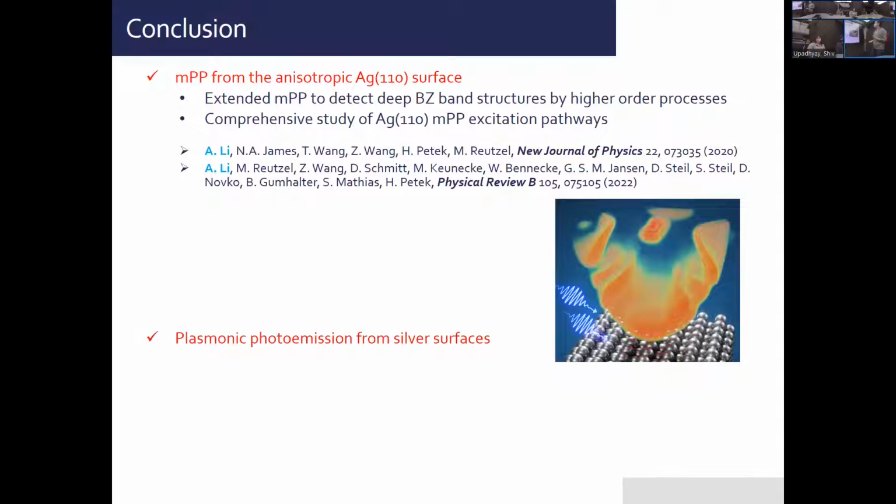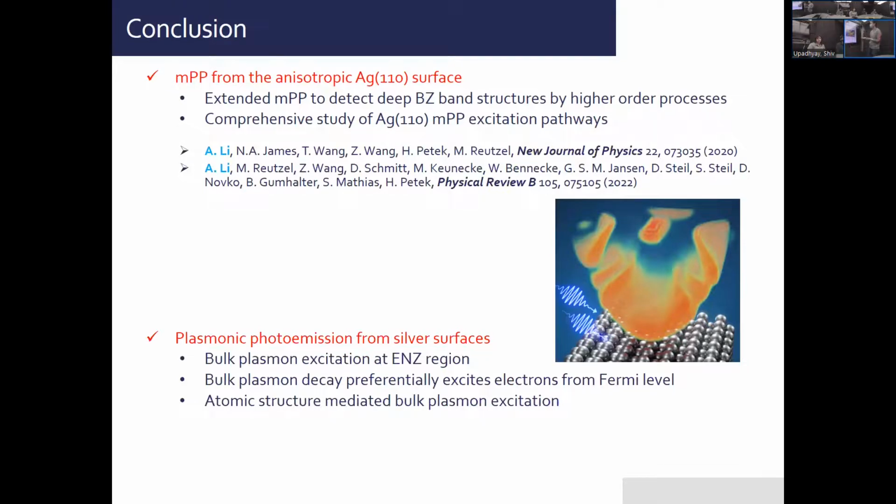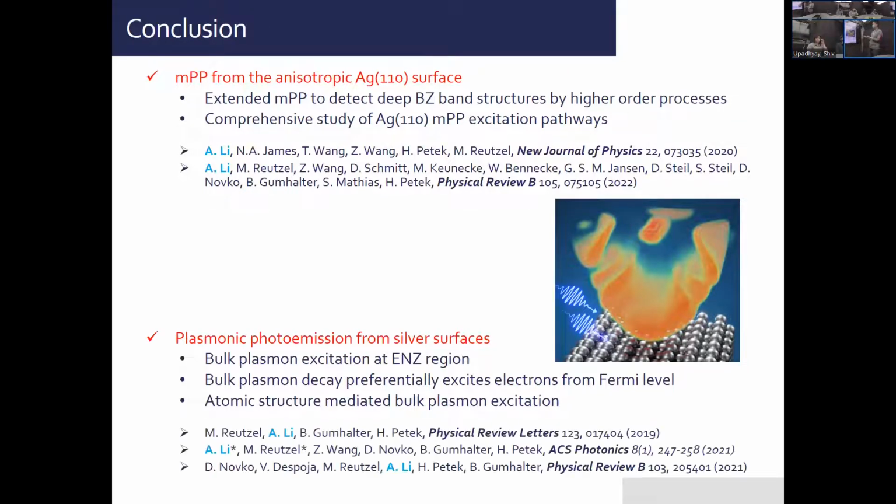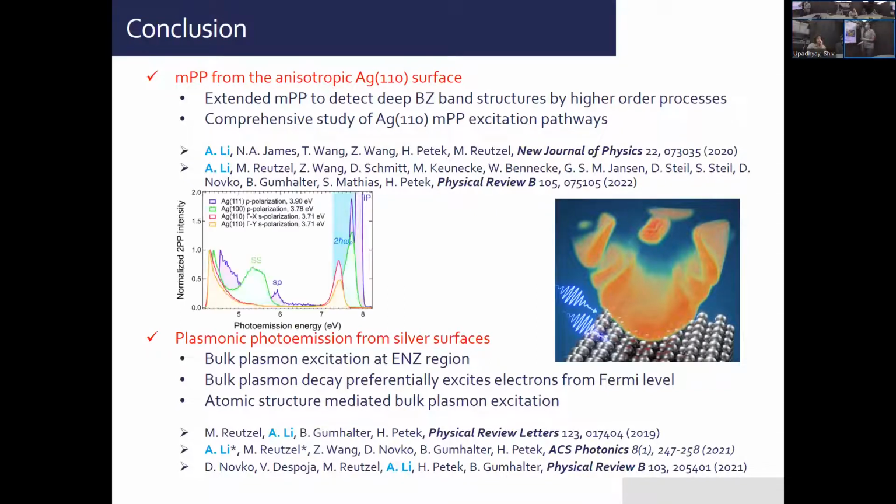And in the second part, I discussed the plasmonic photoemission from silver surfaces. I don't want to repeat the three points I have already said. This part has been published in two papers, and the corresponding theoretical work has also been published in a separate paper. And this figure is a summary of this plasmonic photoemission on the silver surfaces.